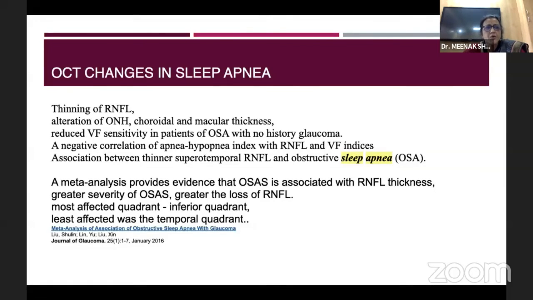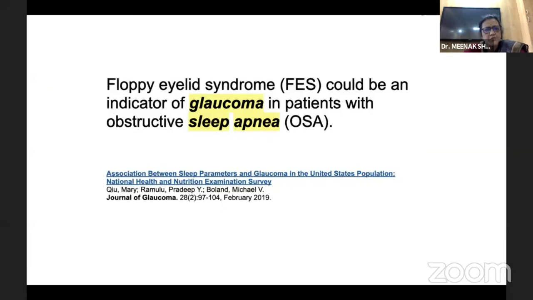There have been OCT changes found in patients who have sleep apnea. There is thinning of RNFL, and there are different studies. Some have found the supratemporal thinning to be more important. There were others in which they found that inferior quadrant thinning was more often seen, and the temporal quadrant thinning was least often involved.